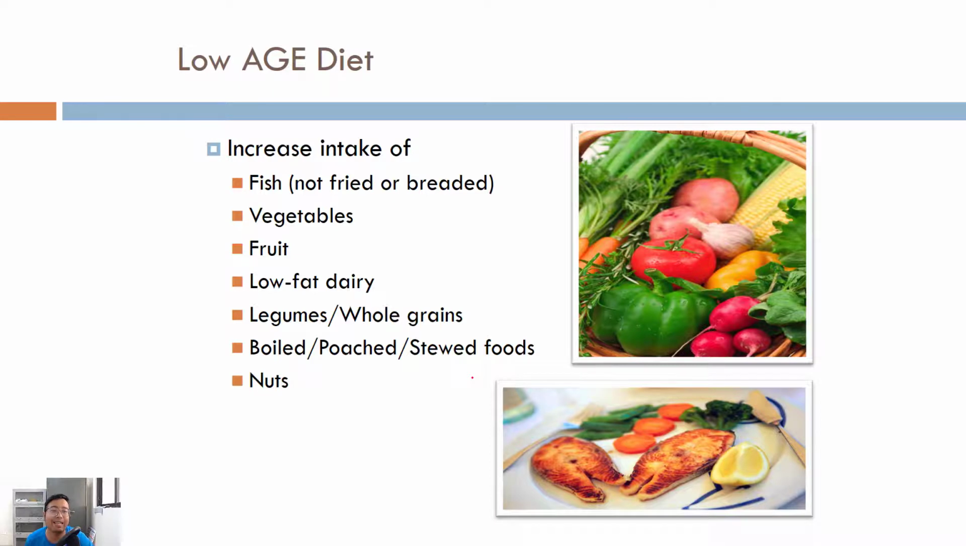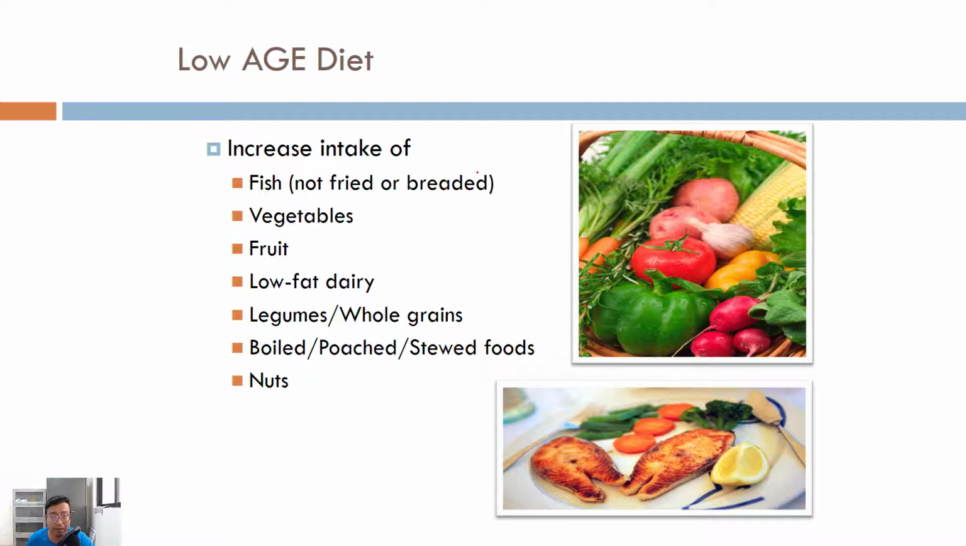So what's left? So-called all the not so tasty food, if you ask today's generation kid, right? So definitely intake of fish, it should not be fried or breaded, okay? Vegetables, fresh fruit, low fat dairy, legumes, whole bread, boiled or poached eggs, stewed food, nuts, these are helpful.